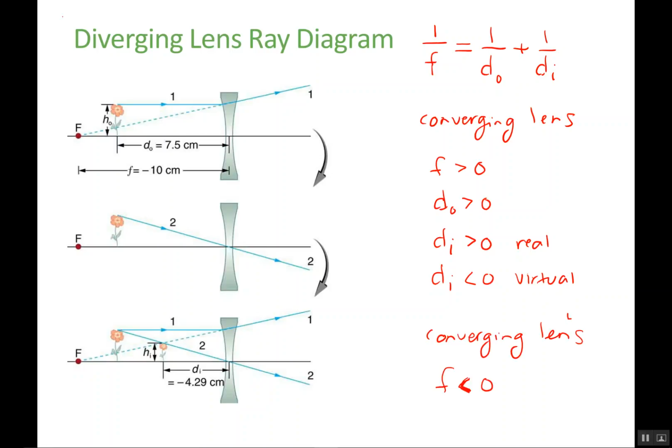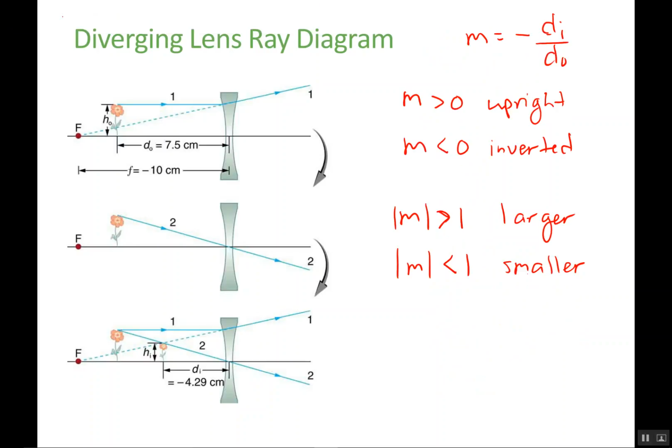For a diverging lens, a concave lens, the only thing that changes is the convention for the focal length. The convention we adopt is that for diverging lenses, the focal length is always a negative number, always less than 0. So converging lenses, focal length greater than 0. Diverging lenses, focal length less than 0.